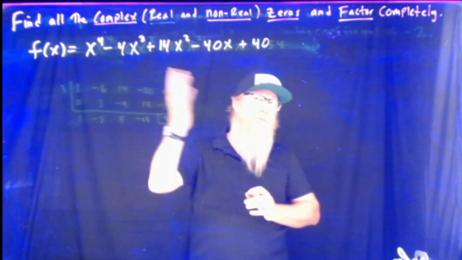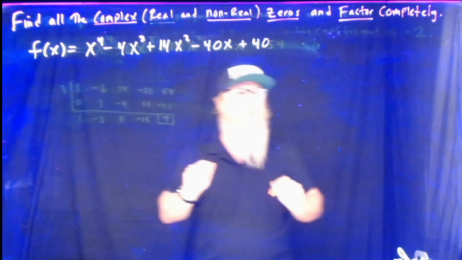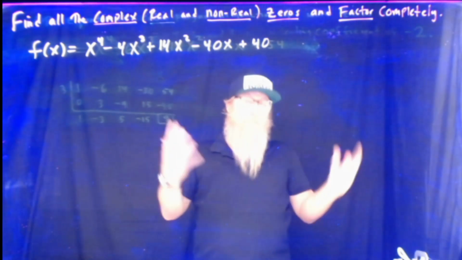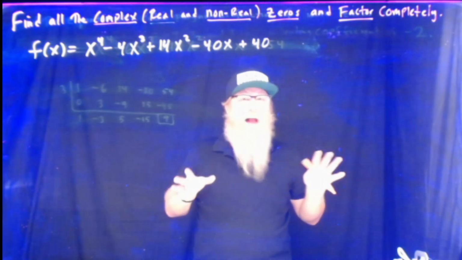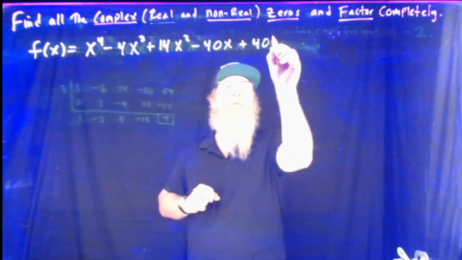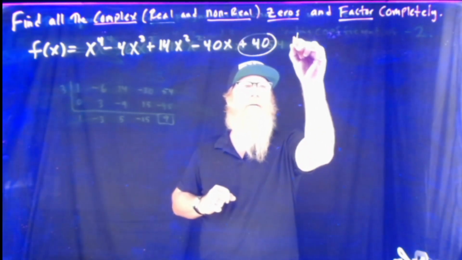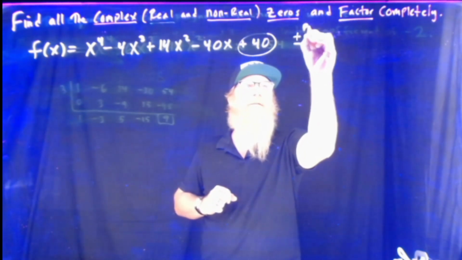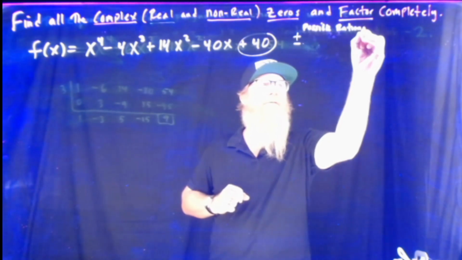It has some good things and bad things about it. The good thing about it is the leading coefficient is 1. So that means that when we do our trial and error or synthetic division, we don't have to mess around with fractions. We can just use positive, negative integers. So we can look at the last term here, the constant term, and make our list of possibilities. These are our possible rational zeros.